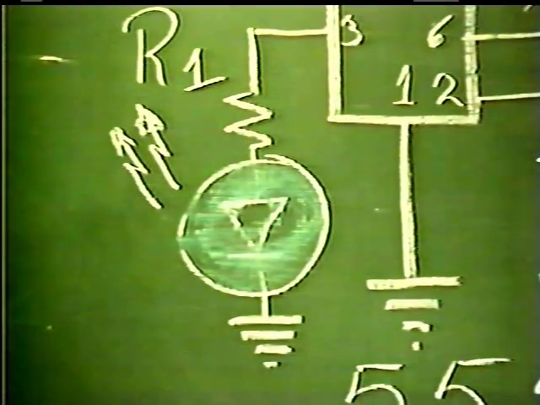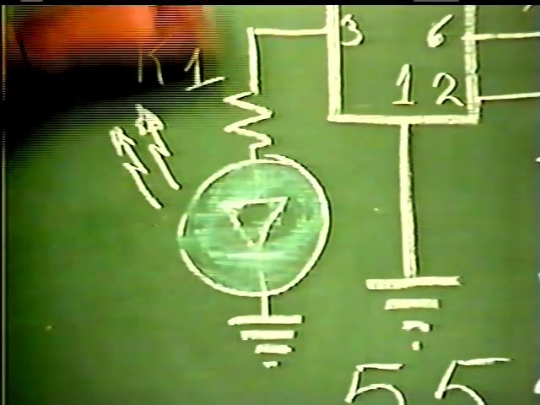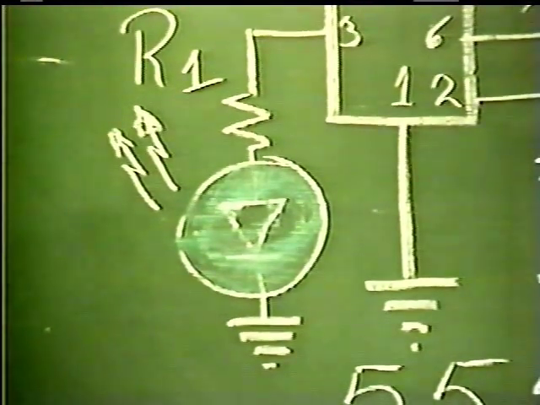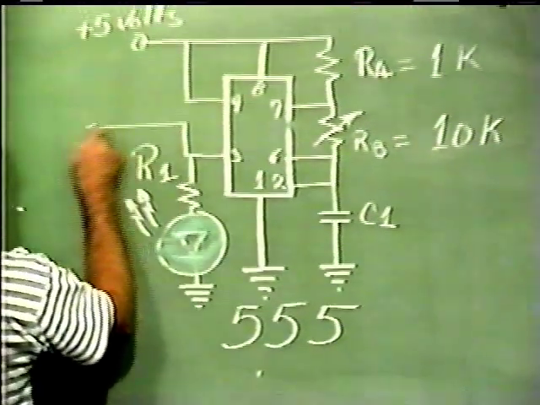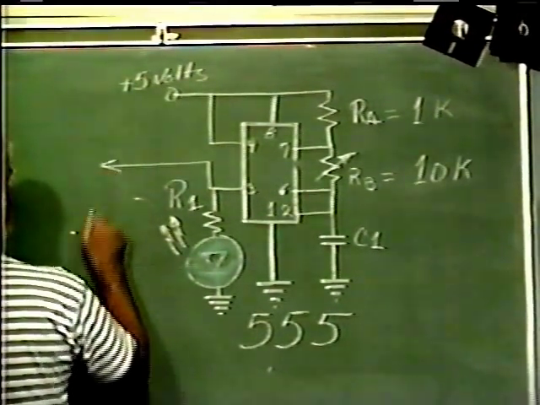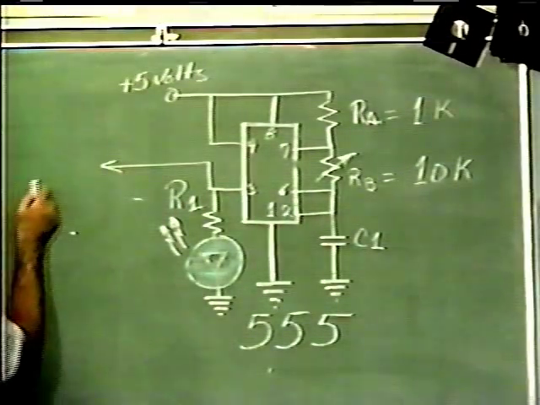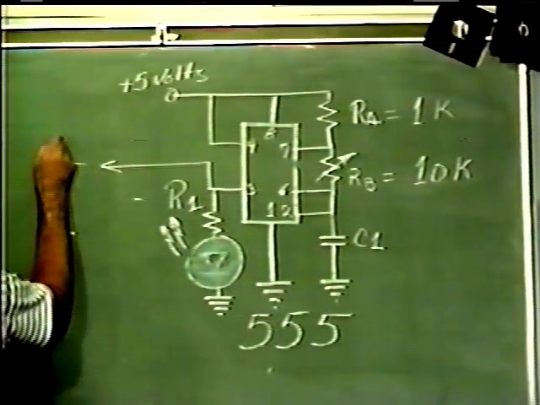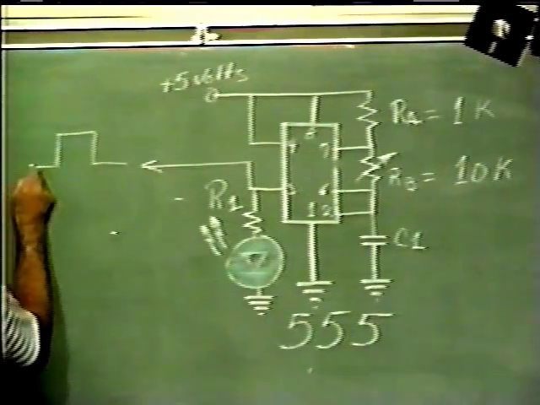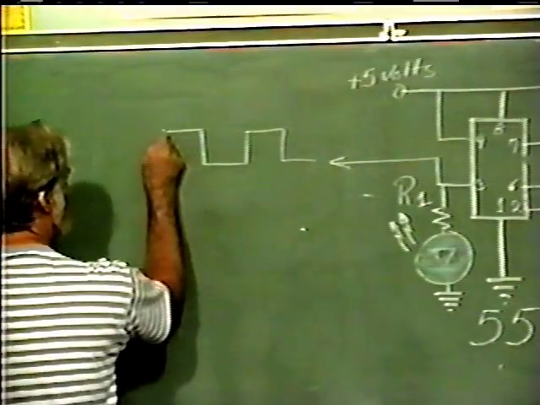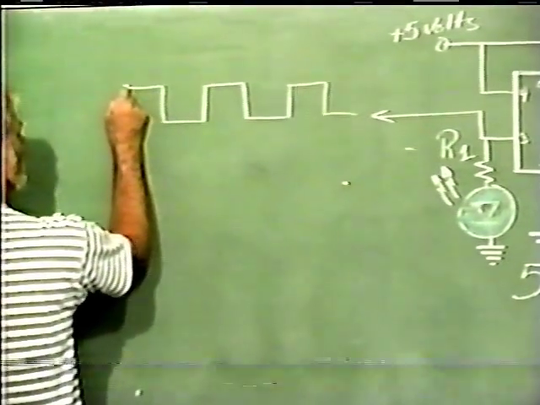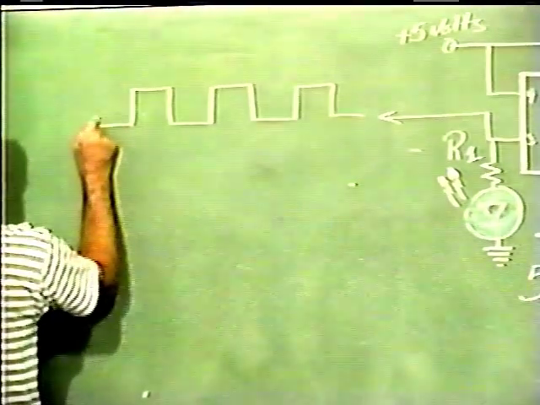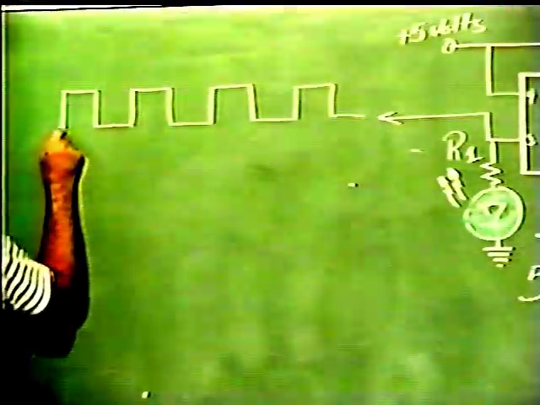So once we start this up, which is to put power to it, it's going to start. In fact, if I take an output out from that pin 3, it's going to give a pulse. It's called a square wave. And it just goes on indefinitely. Just keeps on pulsing.